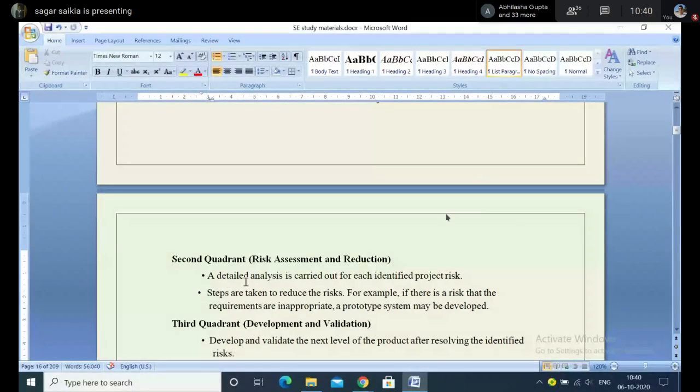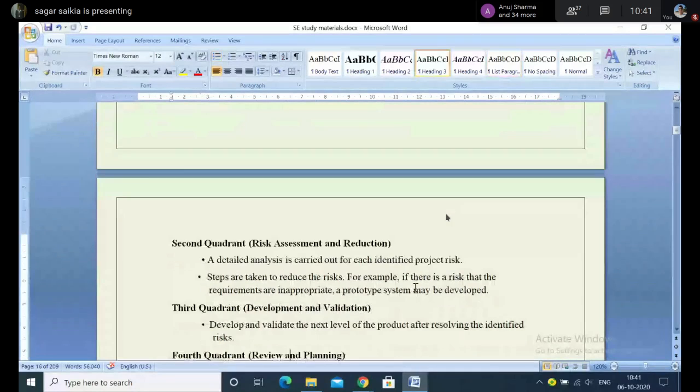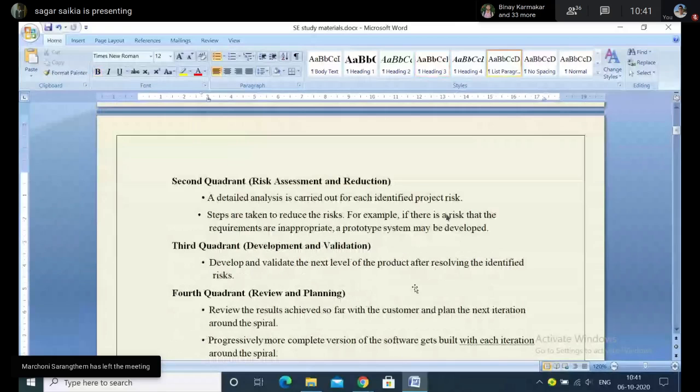We need to do a detailed analysis of every identified project risk. We need to analyze that this is the risk we have identified, so how are we going to mitigate it? Steps are taken so that we eliminate such kinds of risk. For example, if the requirements are not appropriate, we don't have complete requirements from the client, and then we need to develop a model immediately, the probability is that the system will never see the light of day, isn't it? So we have to be very, very critical about those things.